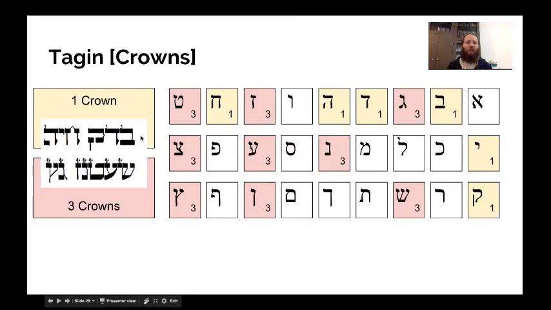So the letters that have one crown are called Bedek Chaya, and the letters that have 3 crowns on them are called Shatnez Gatz. And the idea is that if you miss the 1 crowns, it's still a valid scroll, but you need the 3 crowns on Shatnez Gatz. And this word represents, you could say, the forces of deficiency or the evil forces.